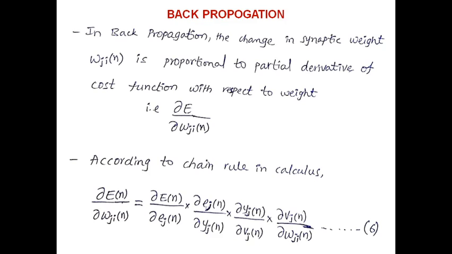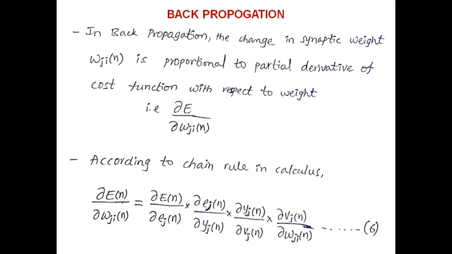Then again in the denominator you got ej of n, in the numerator you need to differentiate that ej of n. That's why ∂ej(n)/∂yj(n). So here ej of n is a function of yj of n. That's why we are differentiating that ej of n with respect to yj of n. Again in the denominator you got yj of n, so you need to differentiate yj of n in the numerator. So ∂yj(n) is divided by ∂vj(n). That yj of n is a function of vj of n. Again that vj of n is differentiable with respect to the weights wji. So ∂vj(n) is divided by ∂wji(n).